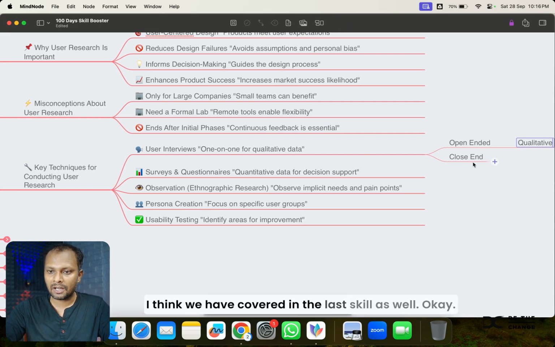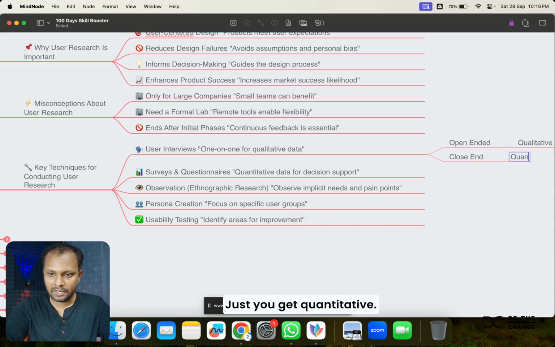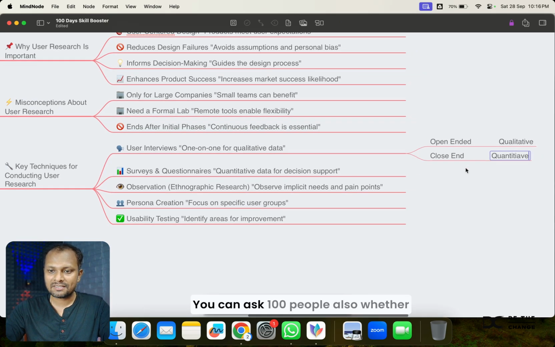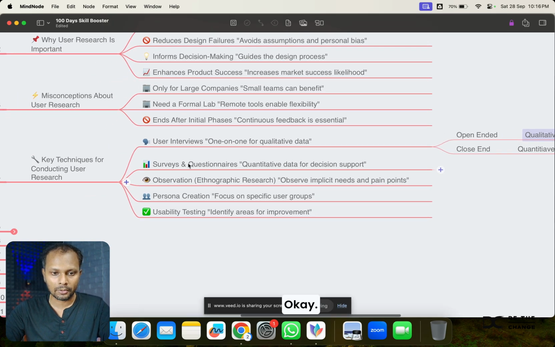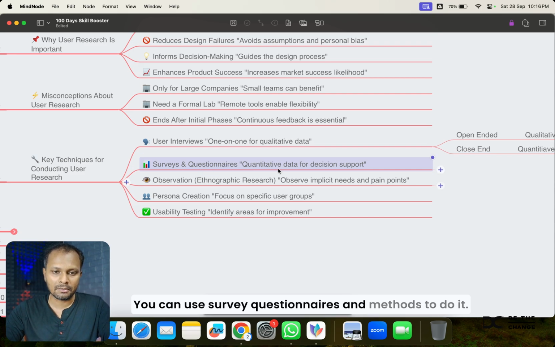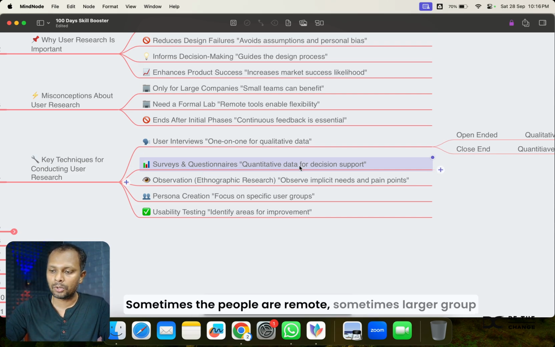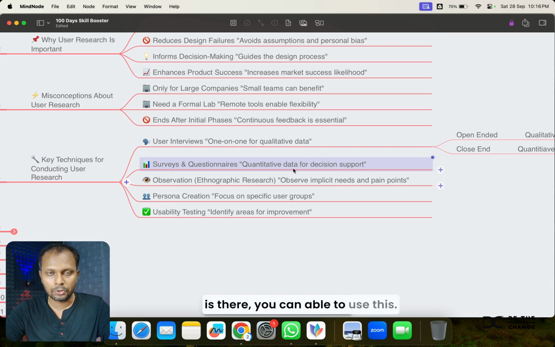I think we covered this in the last skill as well. With quantitative, you can ask 100 people whether they like our product or not. But with qualitative, you can only contact a few people. You can use surveys, questionnaires, and similar methods to do it. Sometimes the people are remote, sometimes there is a larger group. You can use this. Now AI tools are there, and you can do it with them.